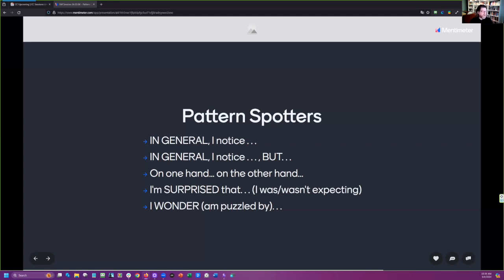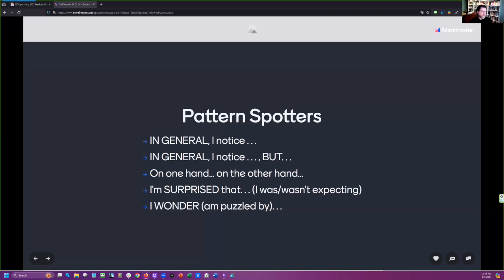And then the middle one, on the other hand, is similar to the in general, except that it's a larger comparison and contrast. So if you're looking at maybe a voter map of the United States that shows Democrat and Republican in blue and red, you would notice that on one hand, there are lots of blue, and on the other hand, there are lots of red. So not necessarily outliers, but larger categories of differences in whatever it is that you're looking at.